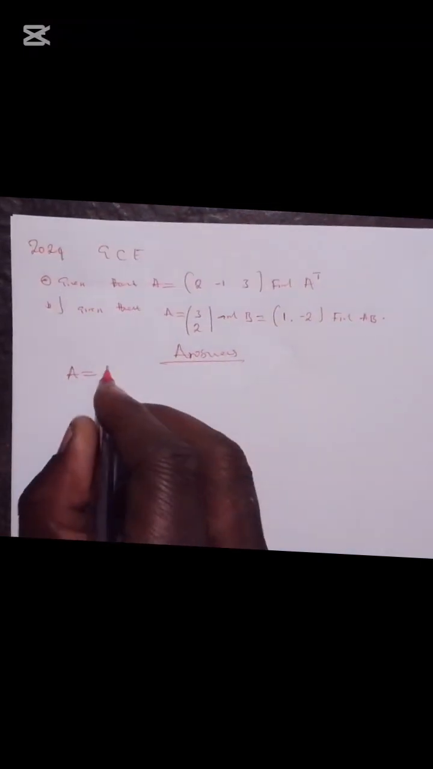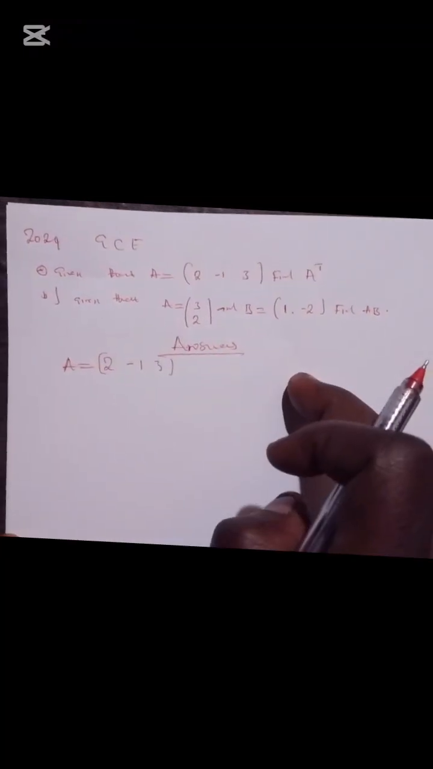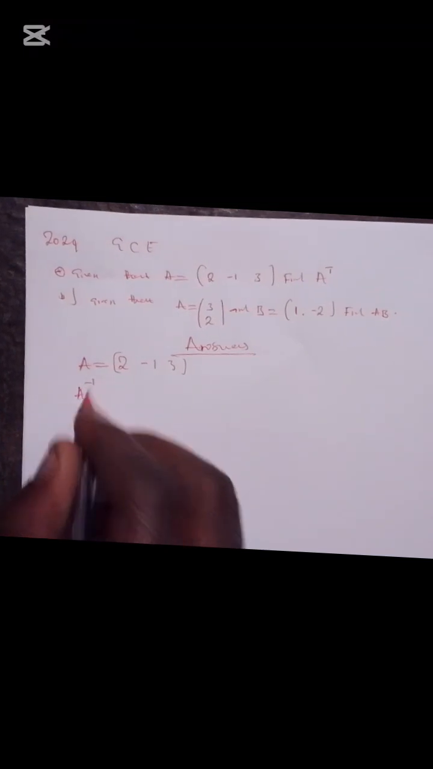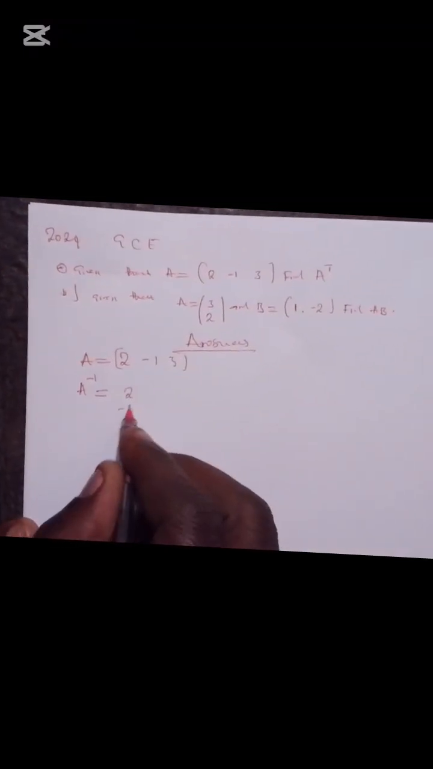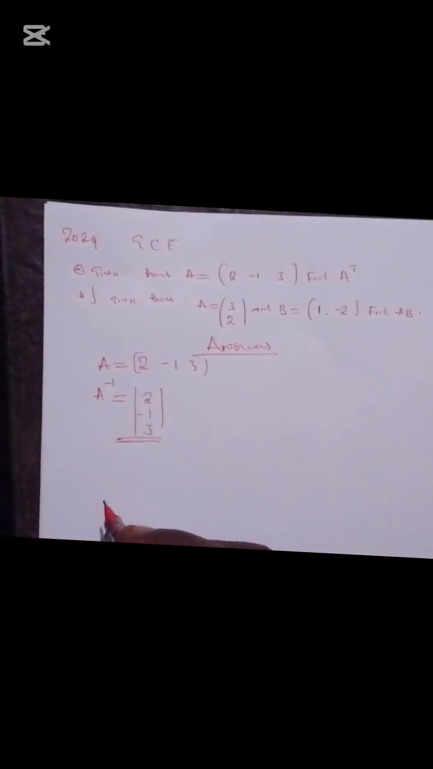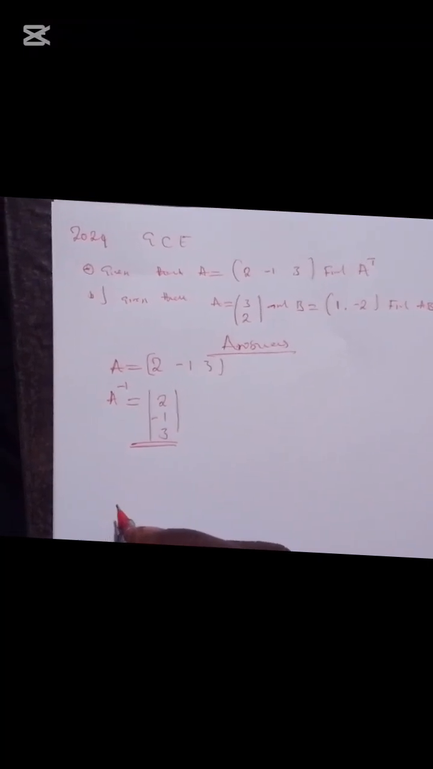When you transpose a matrix, rows become columns and columns become rows. So in this case, as we are given A equals 2, negative 1, 3, this here is a row, and they want you to find the transpose. This row will be turned into a column, so this one will be 2, negative 1, 3. At this point, we have found our answer. When transposing a matrix, remember that you're making rows become columns.